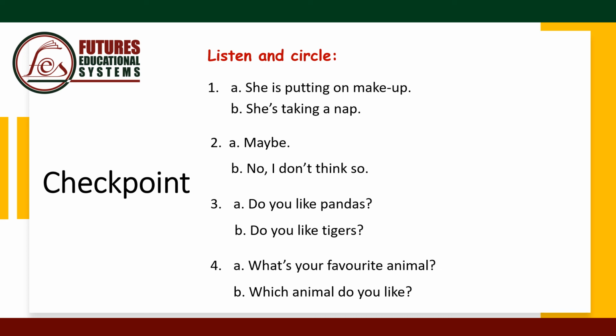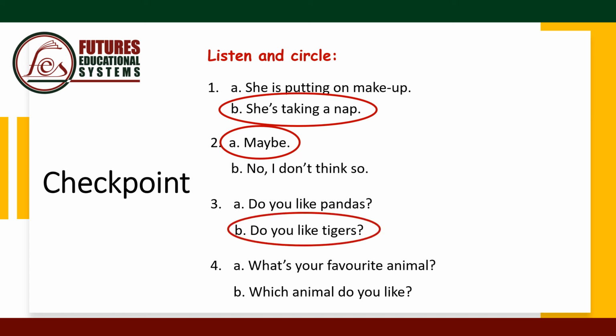Number 1, what's she doing? She is taking a nap. Yes, the answer is B. Number 2, do you think it's going to rain? Maybe. Yes, the answer is A. Number 3, do you like tigers? Yes, I do. So the answer is B. Number 4, what's your favorite animal? The panda. The answer is A.